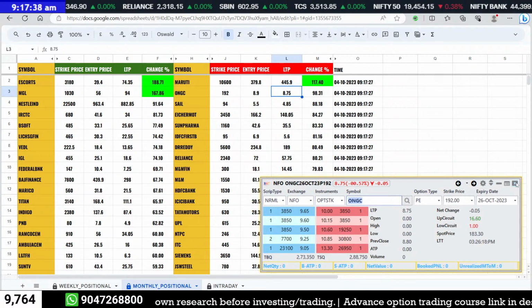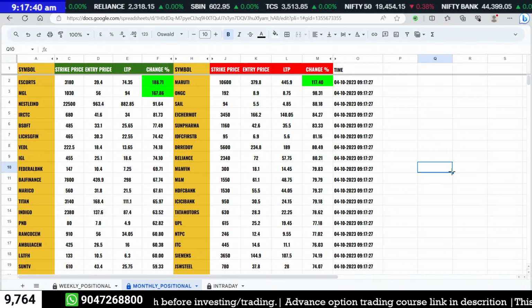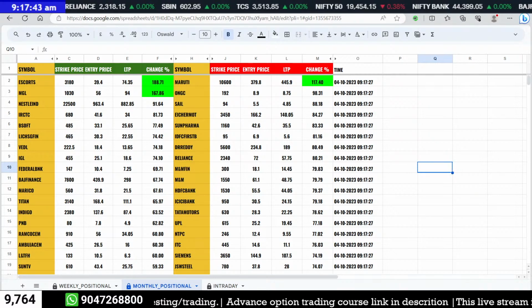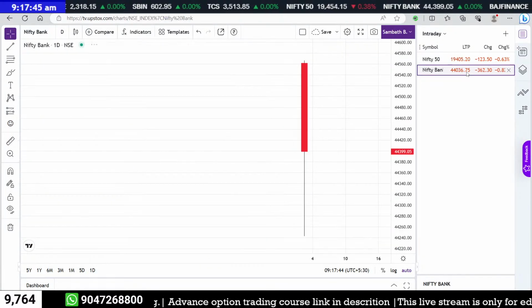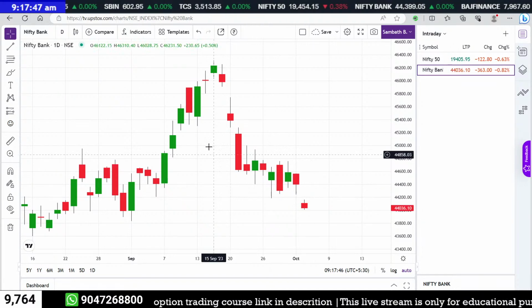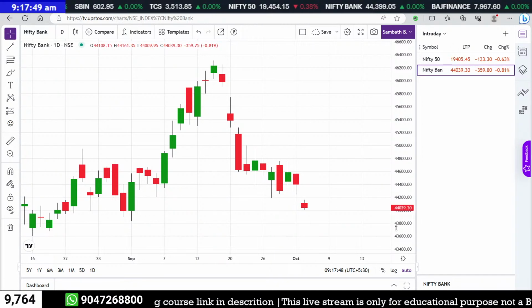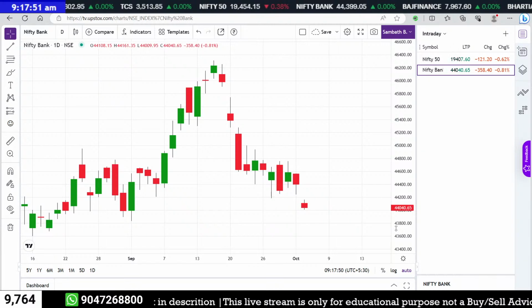So what is going to happen? It's not active as of now. 125 points down, 360 in Bank Nifty. So it keeps on moving lower. Let me wait and check what is going to happen.